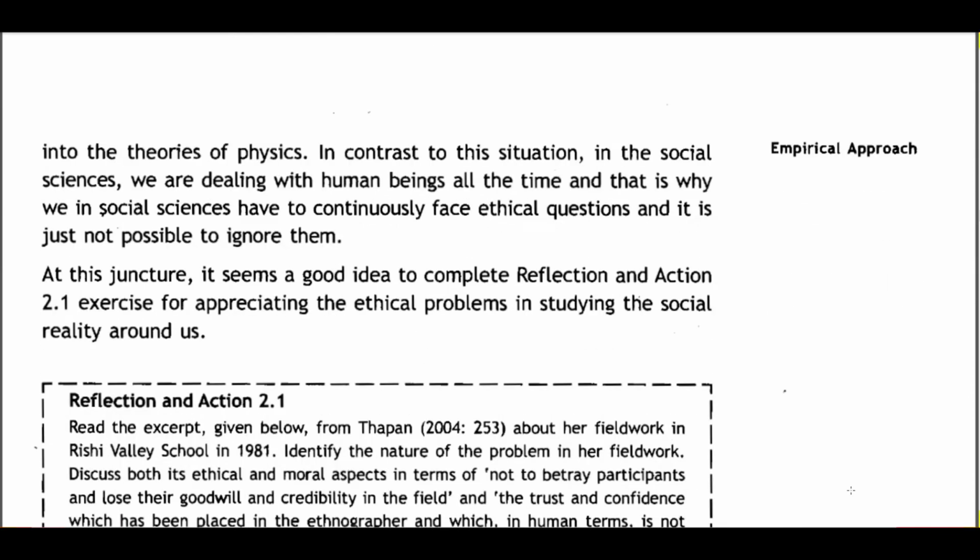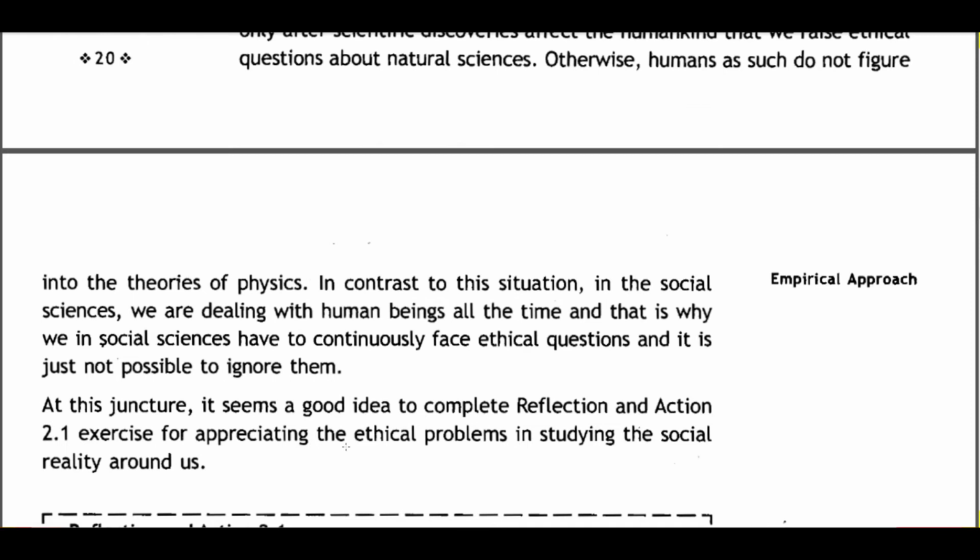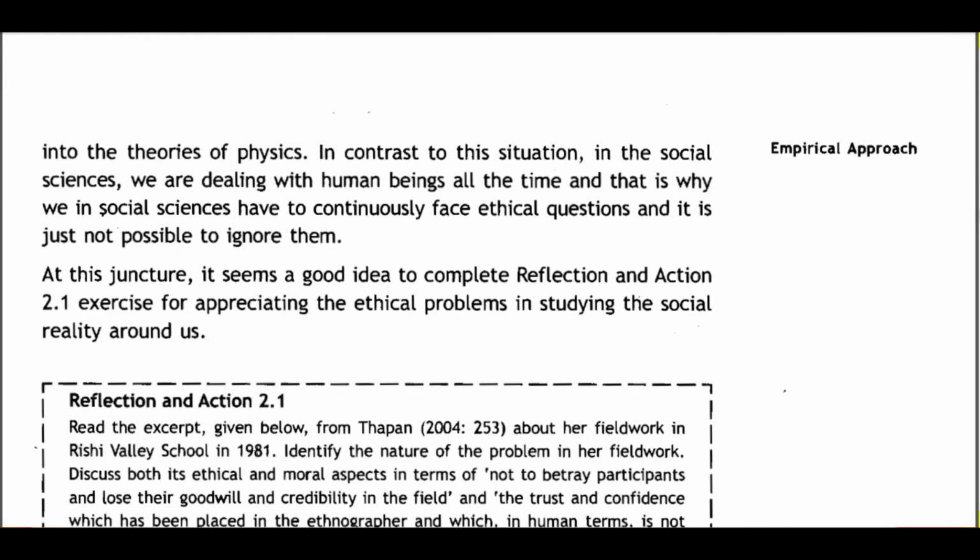In contrast, in the social sciences we are dealing with human beings all the time, and that is why we in social sciences have to continuously face ethical questions, and it is just not possible to ignore them. At this juncture, it seems a good idea to complete the reflections and action 2.1 exercise, appreciating the ethical problems in studying the social reality around us.